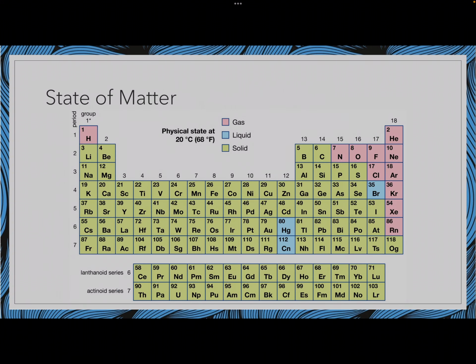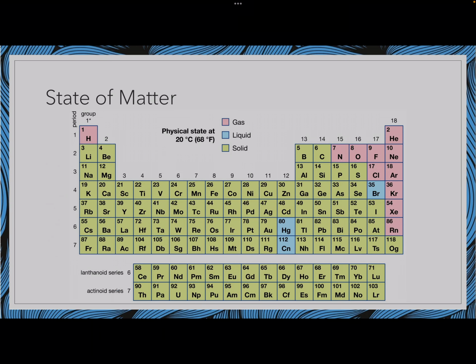State of matter is another one. So this one, I'm not getting you to write anything about this, but just have a look at it. The basic trend is that most things are solid at room temperature. Remember, our room temperature is typically stated at either 20 or 25 degrees. This one's at 20, but at 25, it's still the same.